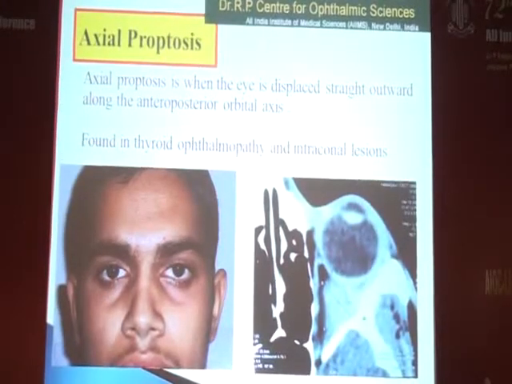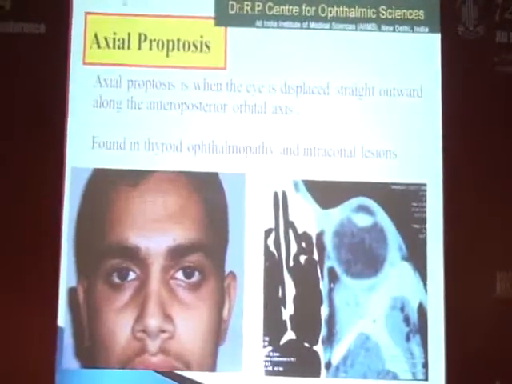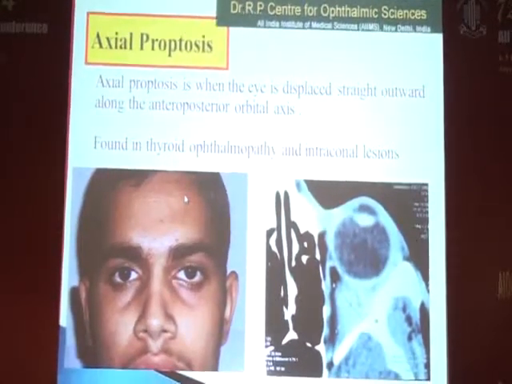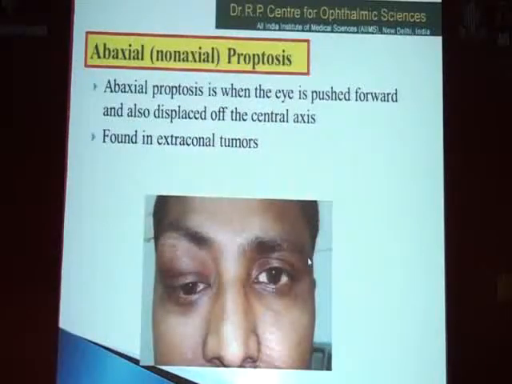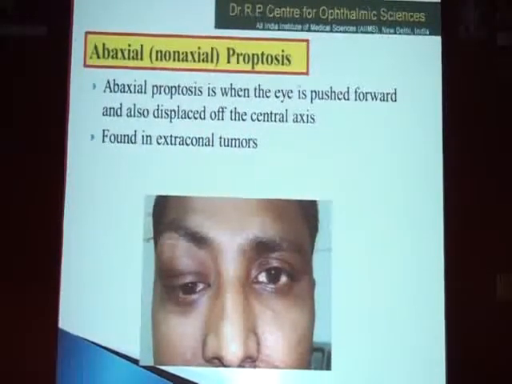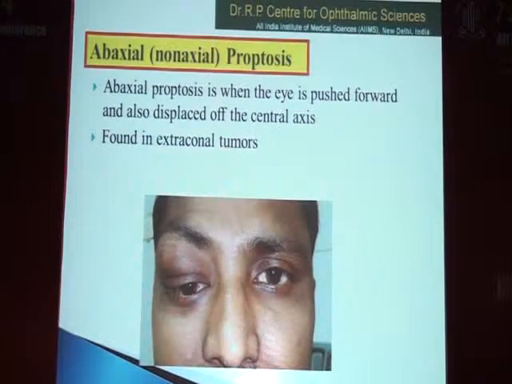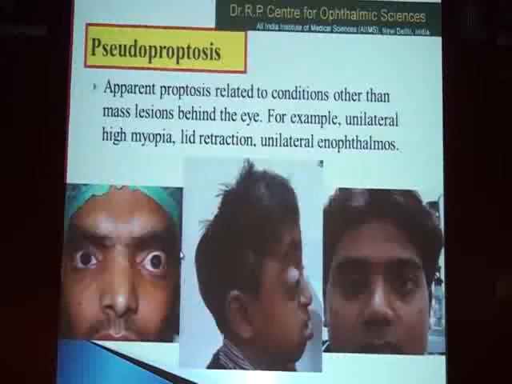It can be axial proptosis, when the eye is displaced straight outward along the anteroposterior orbital axis, especially seen in cases like thyroid ophthalmopathy or any intraconal lesion, like in this case. Or it could be abaxial, when the eye is pushed forward and also displaced off the central axis. Some of the extraconal tumors like pleomorphic adenoma or adenoid cystic carcinoma will have this kind of picture.